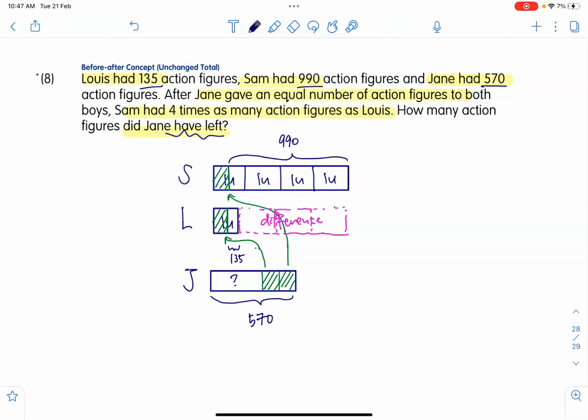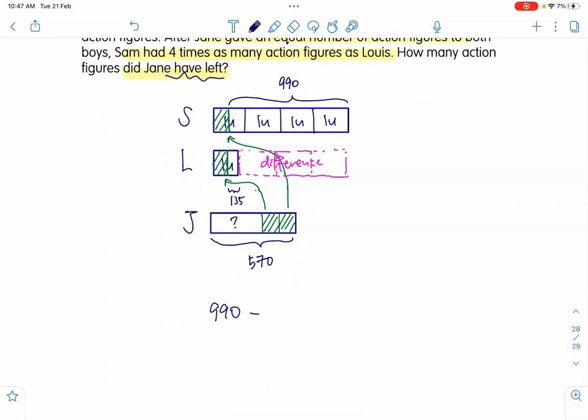So therefore, we will take 990 minus 135, and this answer should give us 3 units, which is the difference. Okay, this is the difference. Alright, and from there, after you do that, are you able to find out what is 1 unit? I think you can. And from the 1 unit, are you able to then figure out what is the green bar? And then finally, you can try to solve the problem and find out how much Jane has left.